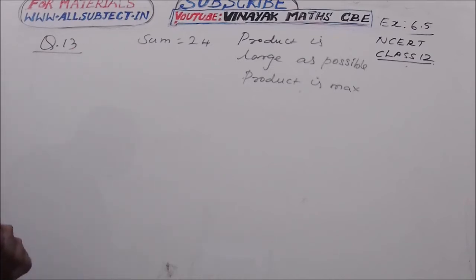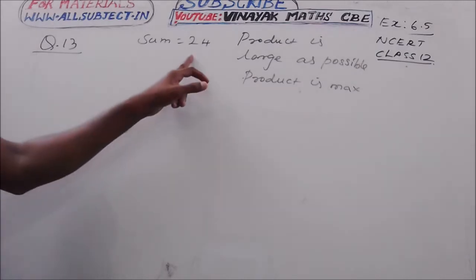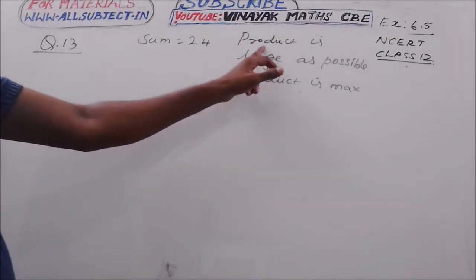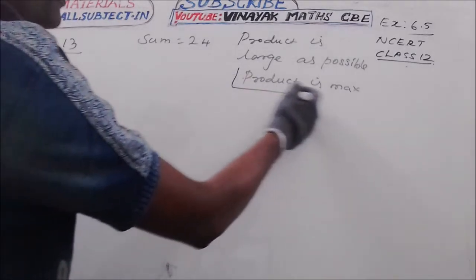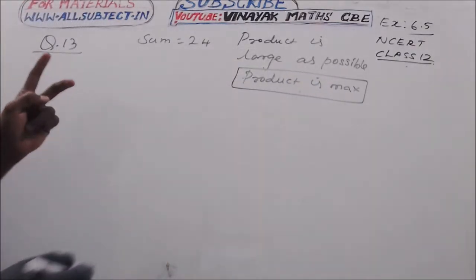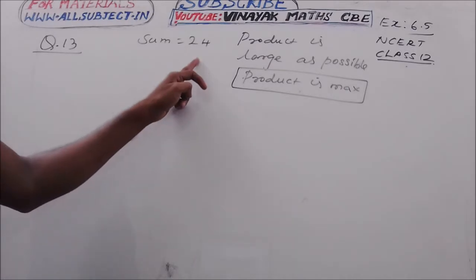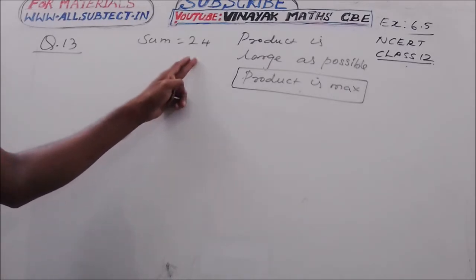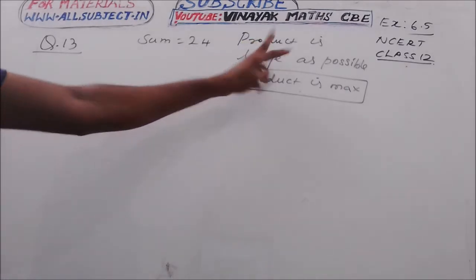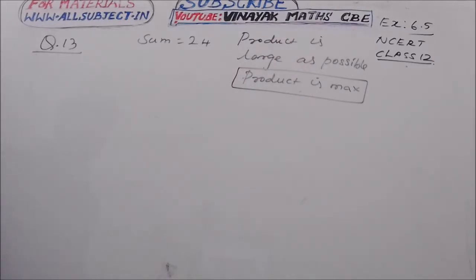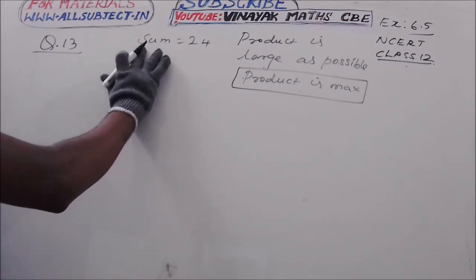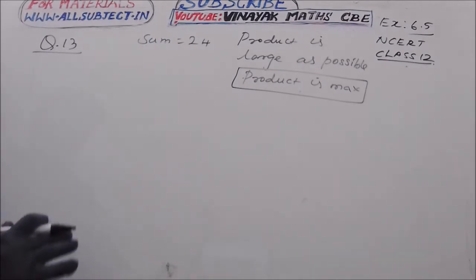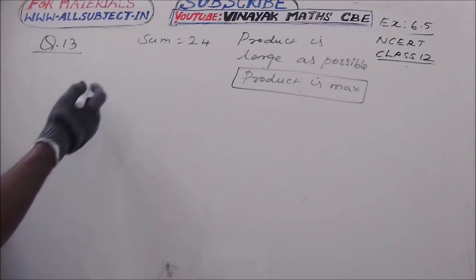Question number 13. Find the two numbers whose sum is 24 and whose product is as large as possible. That means the product is maximum. We need to find two numbers whose sum is 24 and whose product is the maximum.